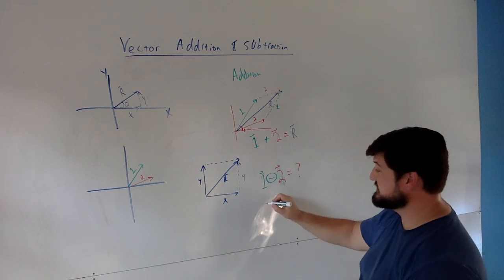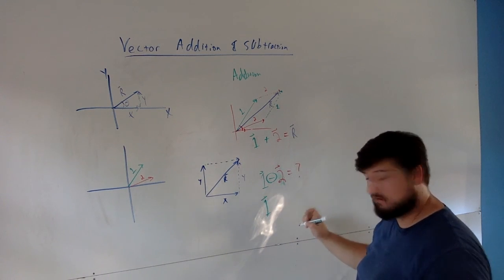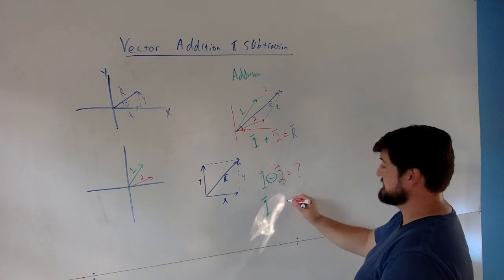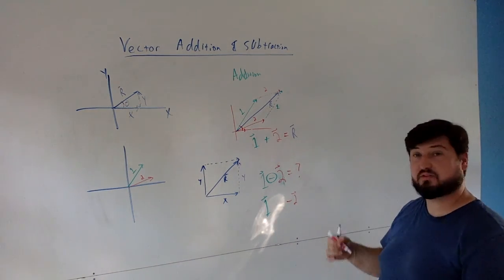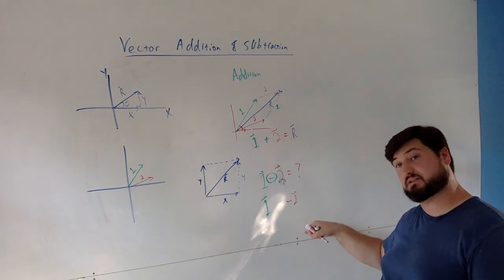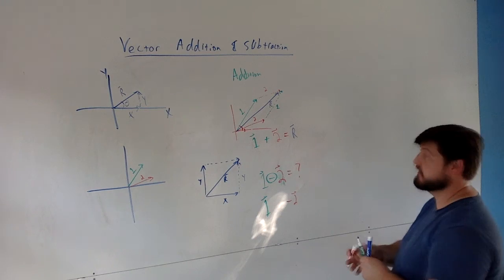So what I actually have is I still have my vector number 1, but now I have a second vector, and that second vector is a minus 2, okay? So when I'm putting these together, it's still vector addition. I'm adding a 1 plus a minus 2. How do you do that? Well, I'm glad you asked.